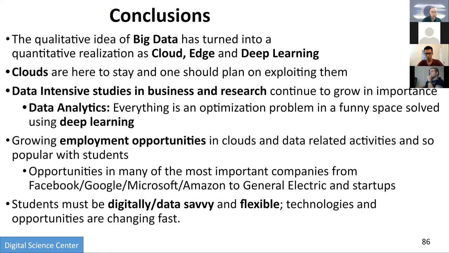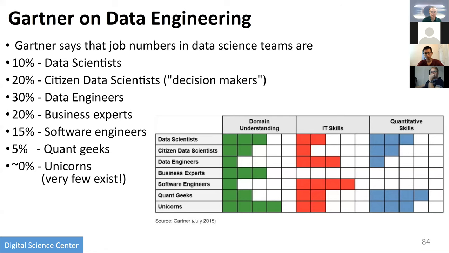I think I missed a slide. Here is a slide I missed by mistake. It's from Gartner, showing the different types of people for a data-oriented team, a data science team. It had a mix of data scientists, and a pretty interesting concept of a citizen data scientist, which we would call decision makers, who are domain experts who learn enough data science to be valuable. Data engineering, preparing the data, I told you was of huge importance. People who are experts on the domain, software engineers, because you have to build systems, geeks and unicorns, which are superstars.